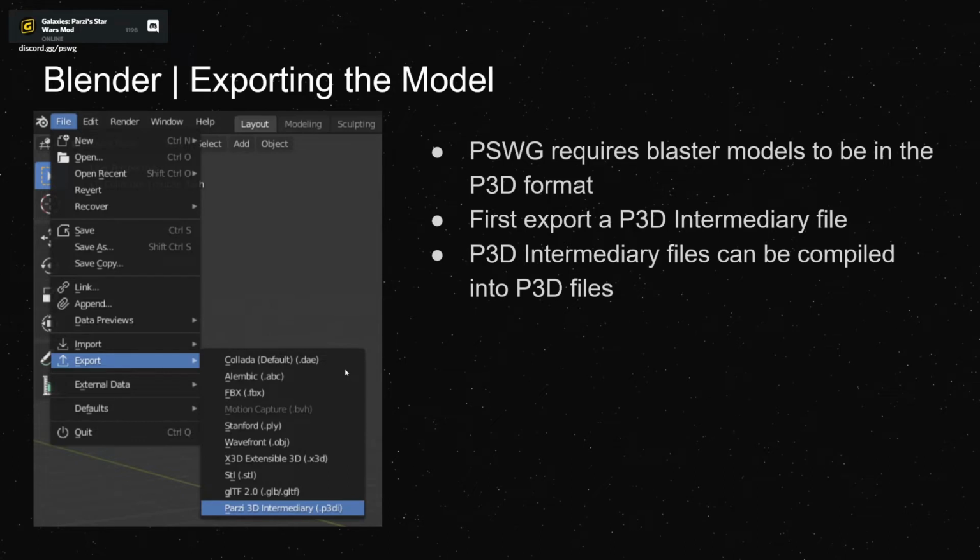You then take this P3DI file that you've exported and you compile it with a certain number of options. There are different things that you can do when you compile it that may perhaps improve your workflow, and we'll get to those. But you then compile this intermediary file into a file that's used in game. And obviously this requires the Blender add-on.